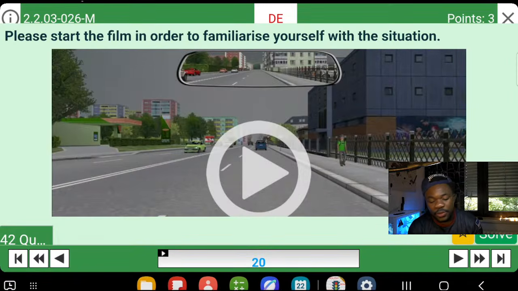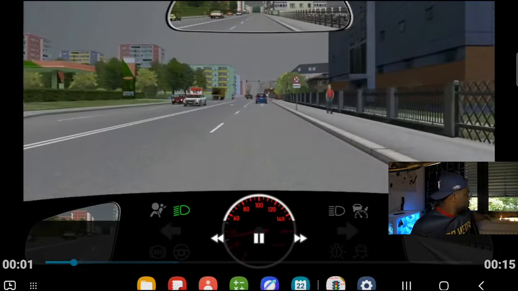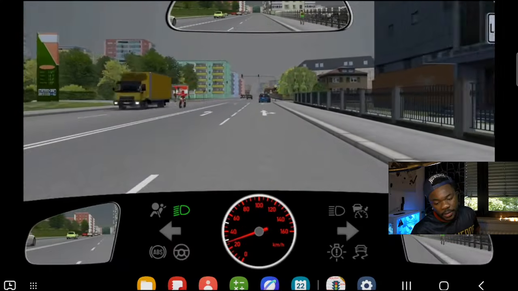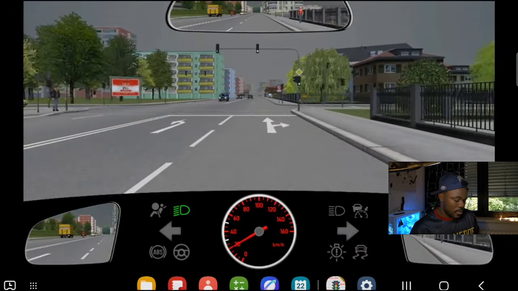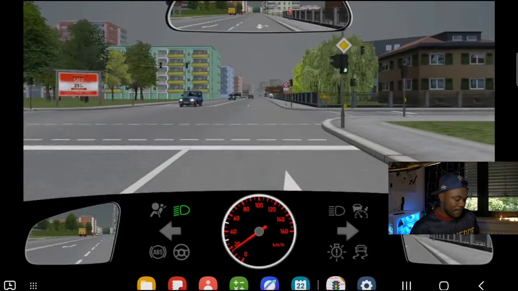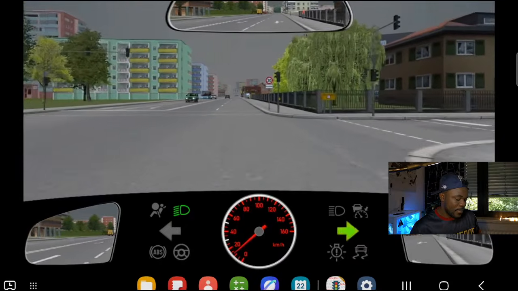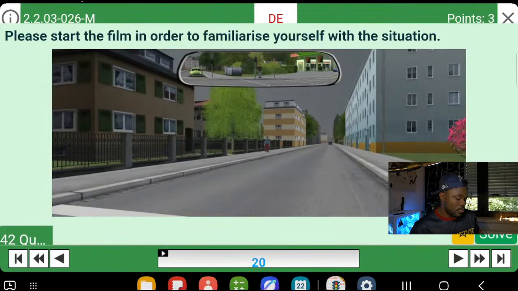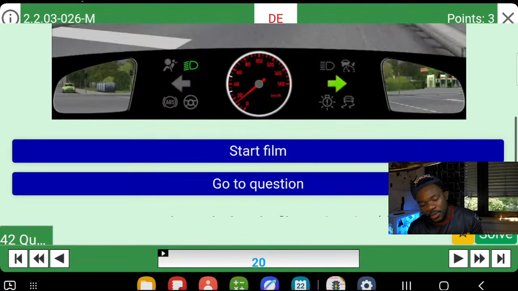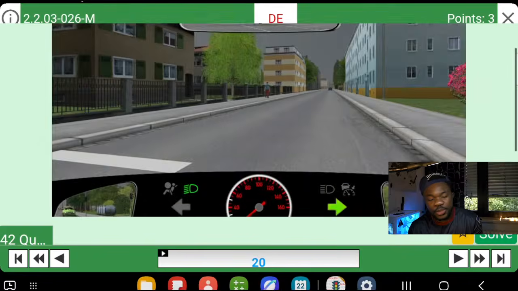Now let's watch the video. Let's go. So there was not really much to see here. In this particular video, there was not really much to see.